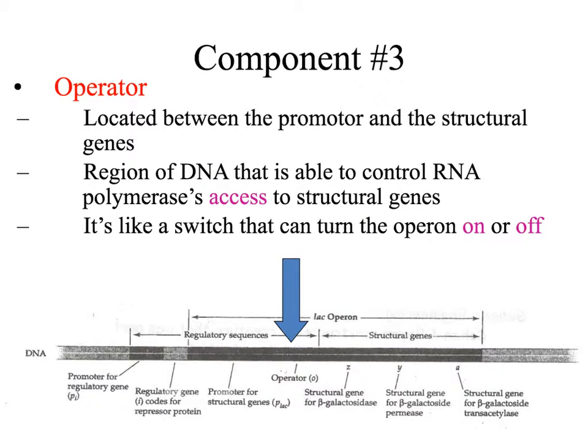All right, component number 3 is the operator. It is located between the promoter and the structural genes. It is also a piece of the DNA that is able to control RNA polymerase's access to the structural genes. It's like a switch. It can turn the operon, the whole thing, on or the whole thing off.